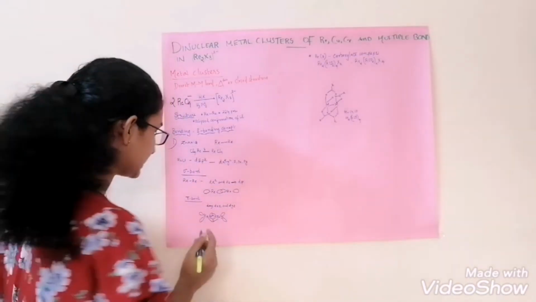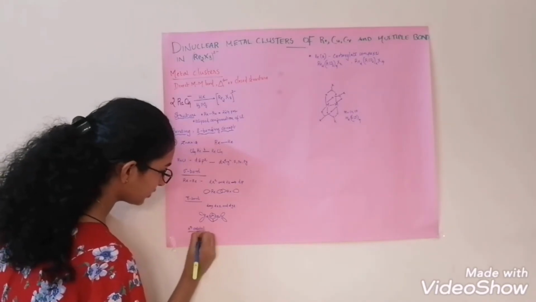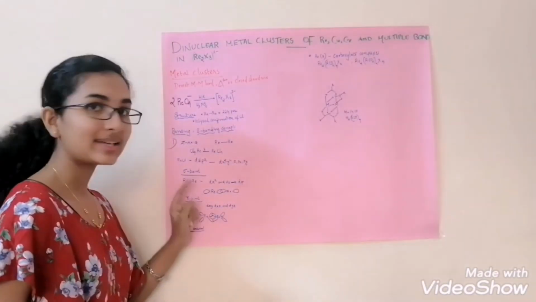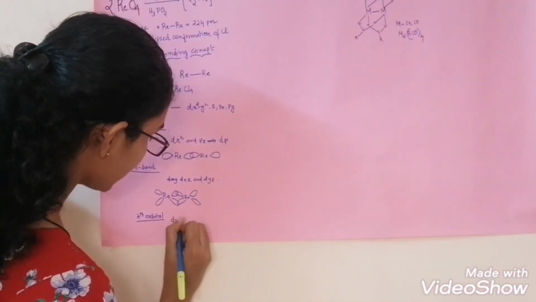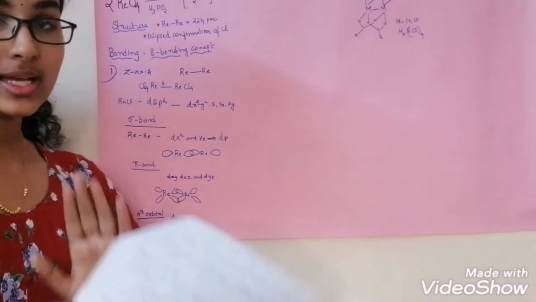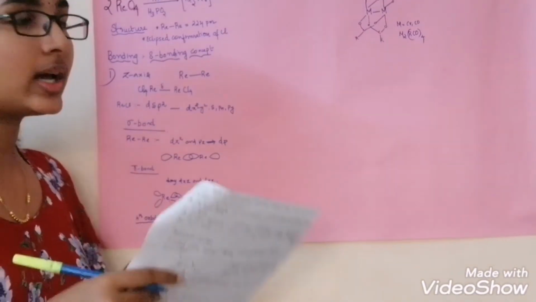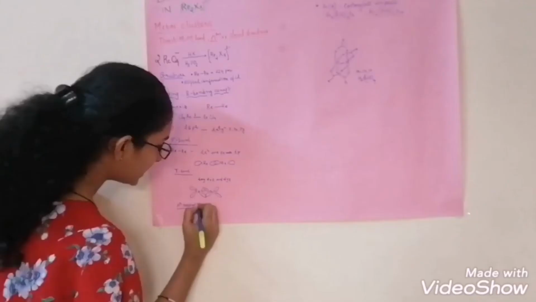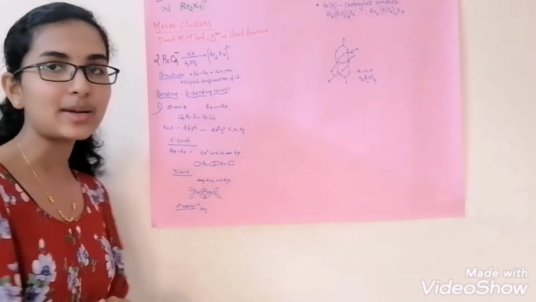Then comes the fourth orbital. Here we have already used dx square minus y square, dz square, dxz and dyz, and the remaining orbital here is the dxy orbital. So each rhenium atom has one dxy orbital on its side. So they form a sideways overlap, a sideways overlap of the remaining d orbitals that results in the delta bond. The fourth bond is the delta bond. So the sideways overlap of dxy orbitals forms the delta bond.